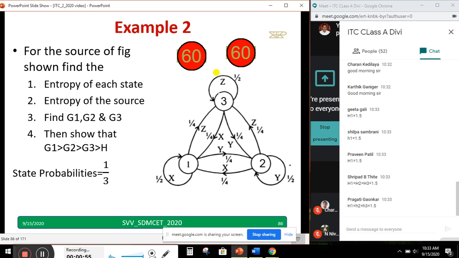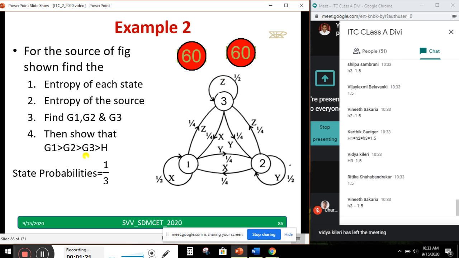H1, H2, very good. Shripad, Pragati, Naik, Geeta, Praveen Patil, Abhay Bhatt, Shivani, Spurti, Simran, most of them have done. Very good. I am very happy to see your answers. Chaitra, all are 1.5, correct. Rohan, Devidas, correct. Shivani, Vidya, Ritika. Okay, let me go to the next.